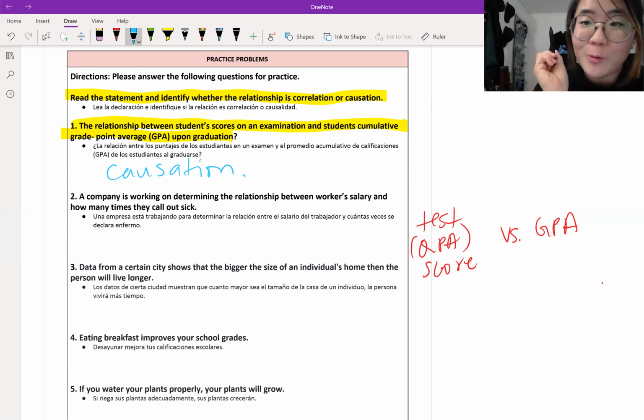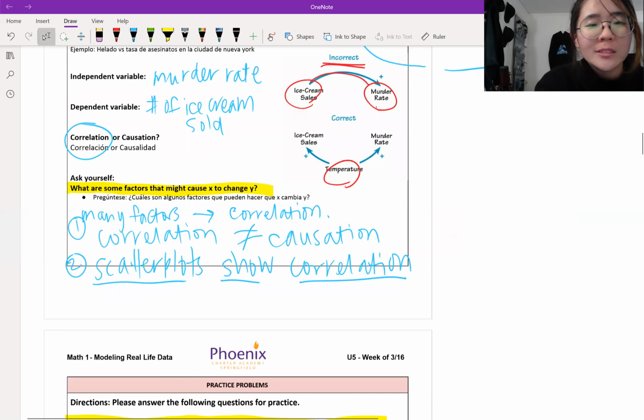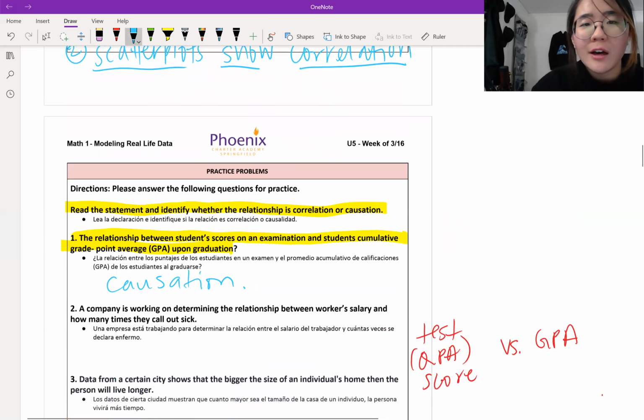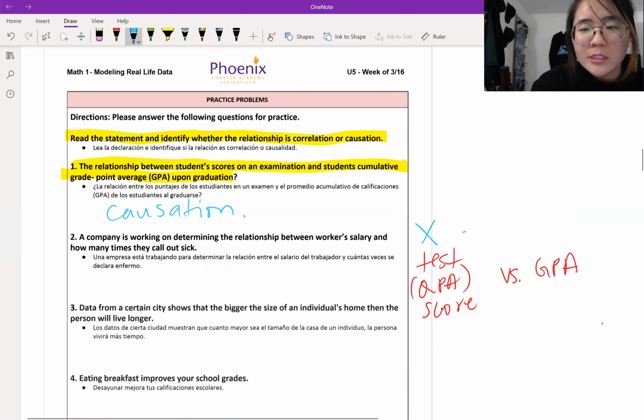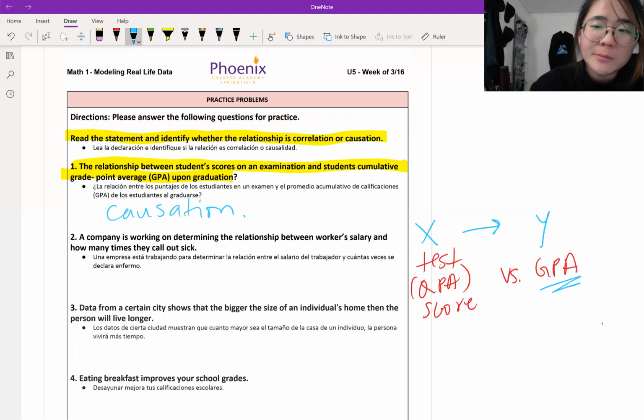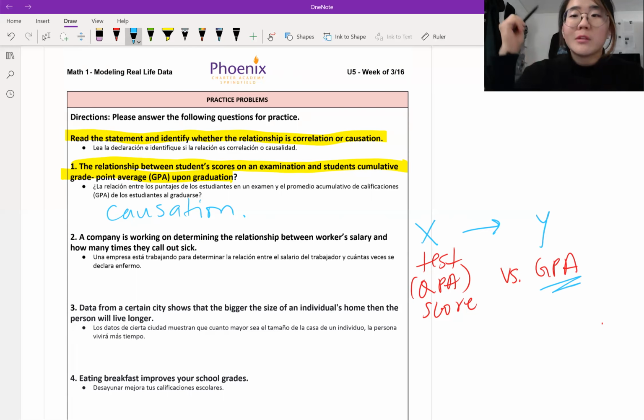Now we got to ask ourselves, why is it causation, right? So you always want to ask yourself, what's the question that we're asking? What are some factors that might cause X to change Y? Are there other factors that affect our GPA? In our school, no. Basically, our QPA score is the only thing that makes our grade either go up or down. What you get on your QPA decides whether we get an A, B, C, etc., right?